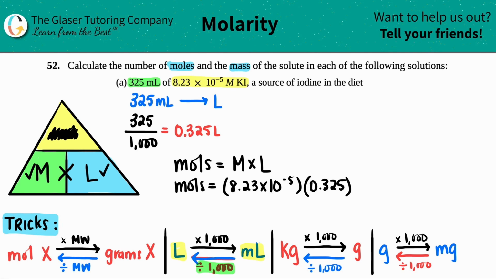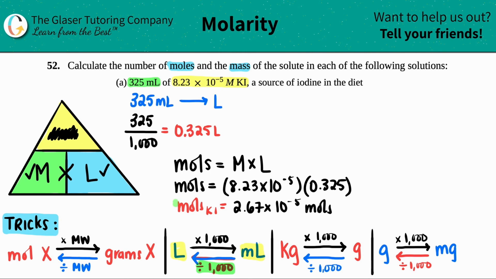So let's calculate how many moles of the solute, in this case KI, right? The moles would be 8.23 times 10 to the negative fifth times 0.325. Three sig figs if you want to round. So it would be 2.67 times 10 to the negative fifth, and that's the unit of moles.